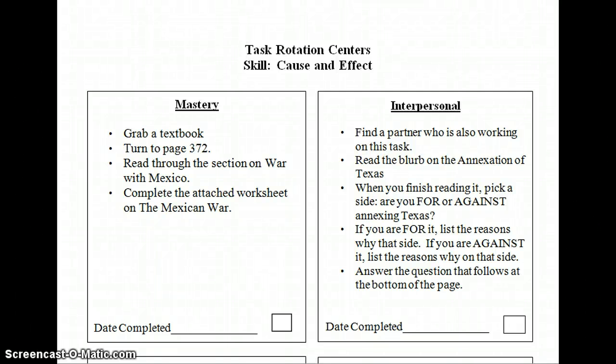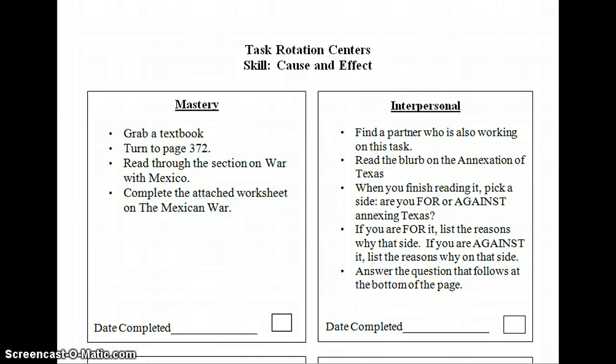This is Mr. Bass, and I'm going to be giving you directions on this task rotation that deals with a skill, cause and effect. Now, the topics that I'm going to be working on with this task rotation are the Mexican War, annexation of Texas, the Gold Rush, and also immigration during the 1800s.